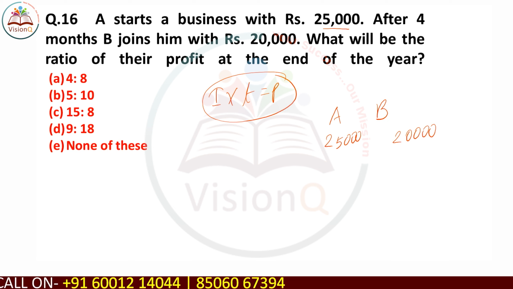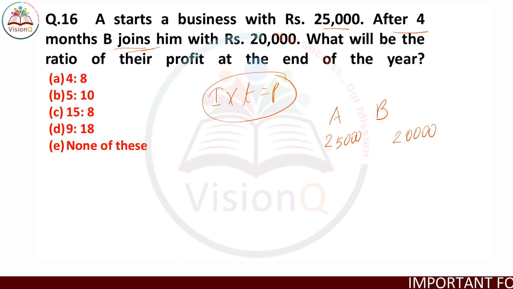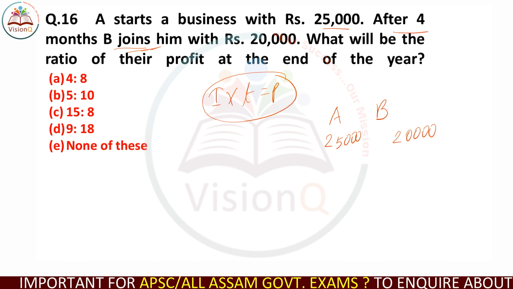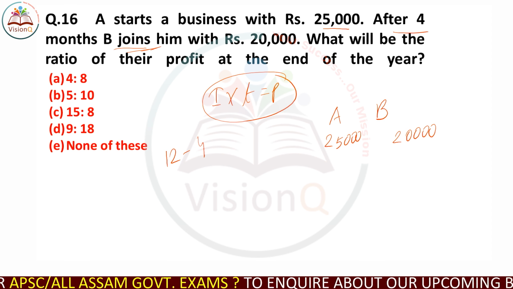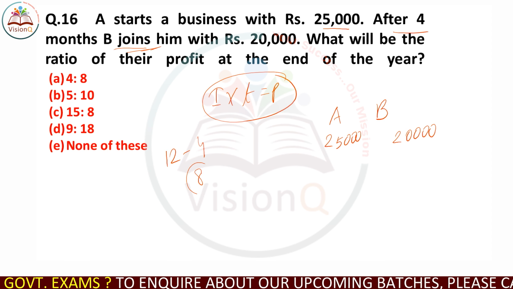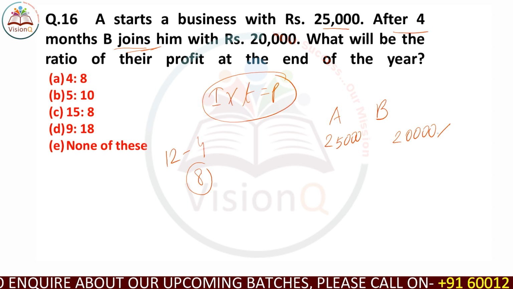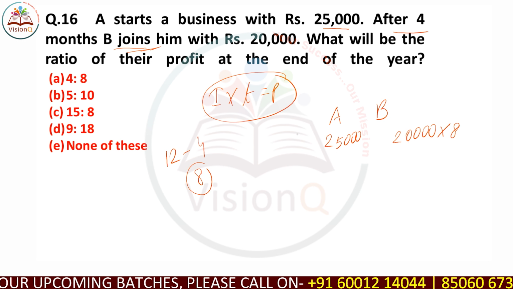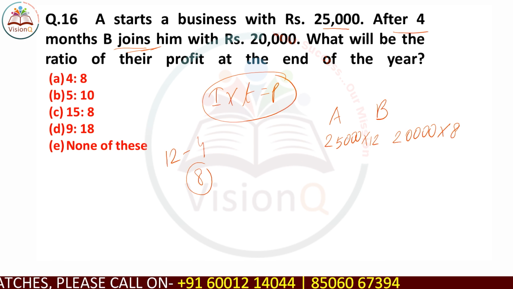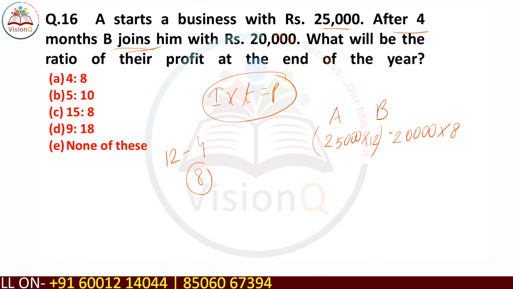Now I have to find out the time of investment of A and of B. It is given that after 4 months B joins the business with A. So since B invests this money after 4 months, B will invest his amount for how much time? 12 minus 4, isn't it? 12 minus 4 gives 8 months. So B's investment time will be 8 months and A invests for the whole 1 year, 12 months. So I have to find this ratio to find the profit ratio of A to B.